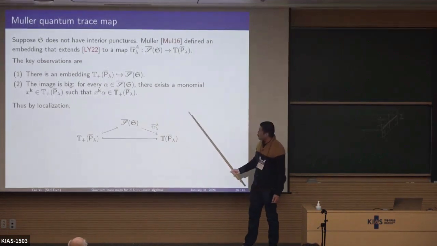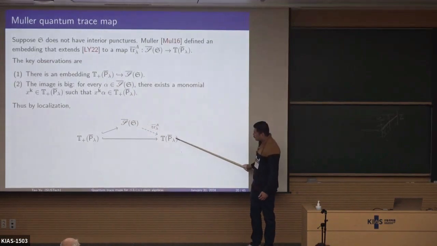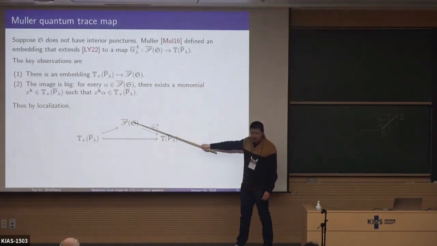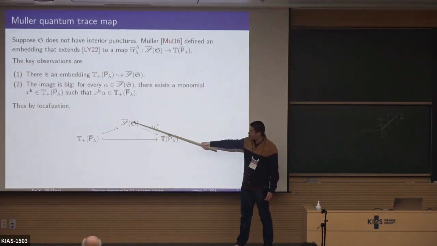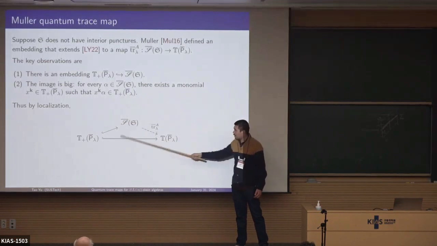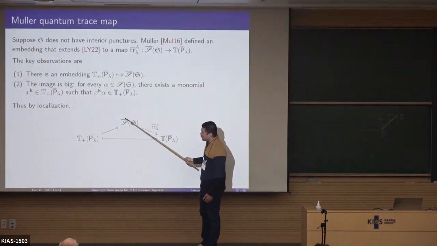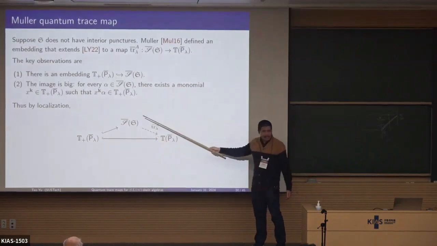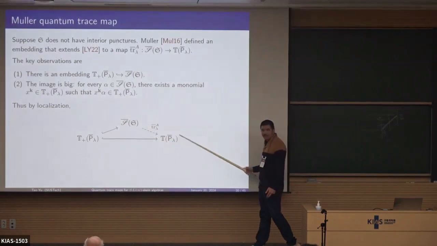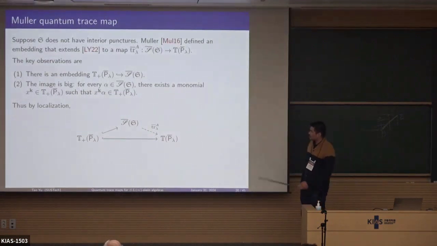Technically, the localization will give you a map from the quantum torus to a localization of the reduced skein algebra. And there is a second fact here. The image of this embedding is big enough so that the localized map is actually an isomorphism. The inverse of that map will be our second version of the quantum trace map.